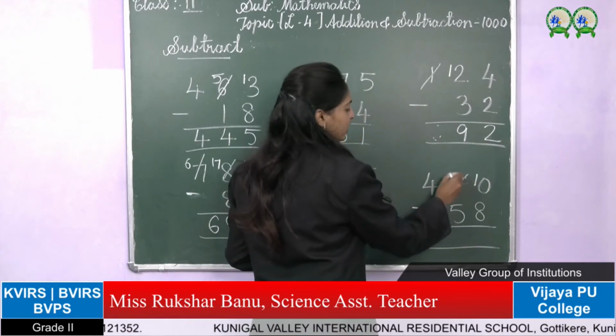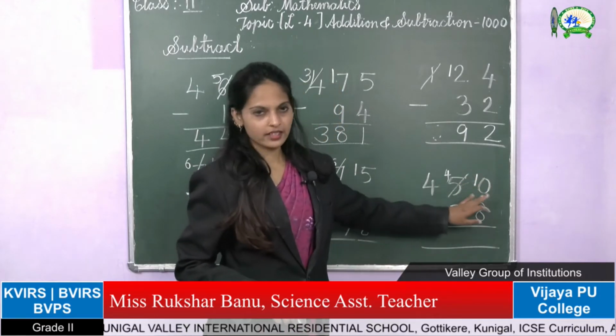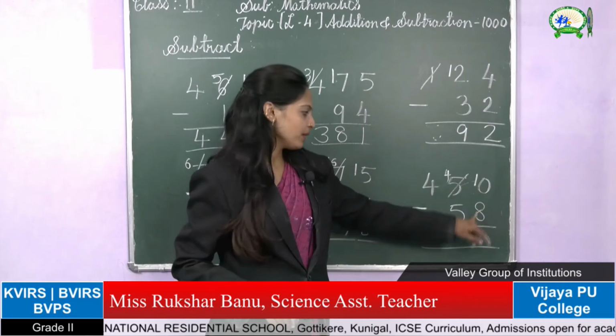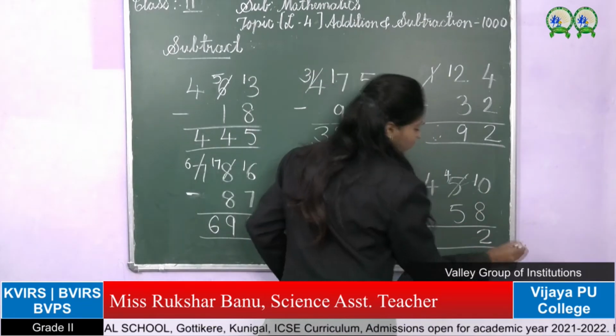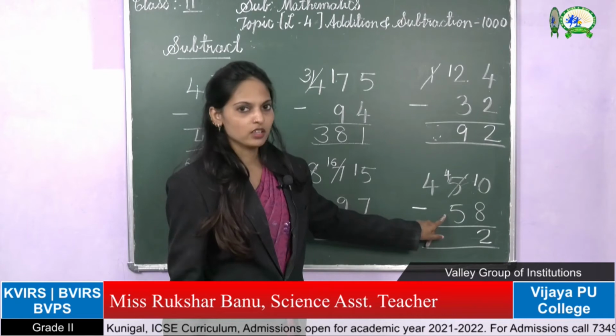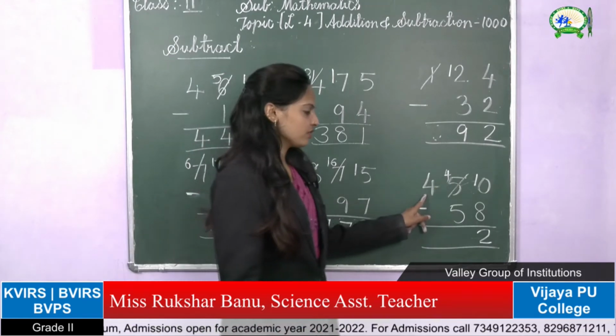Yes, 1 we have to take. Here if you take 1, we'll get 4 number. So now we got 10, right? So in this 10, we have to cancel 8. So 10 minus 8, what? 2. Now here 4 is there. 4 minus 5. So we can't cancel 5 from 4.